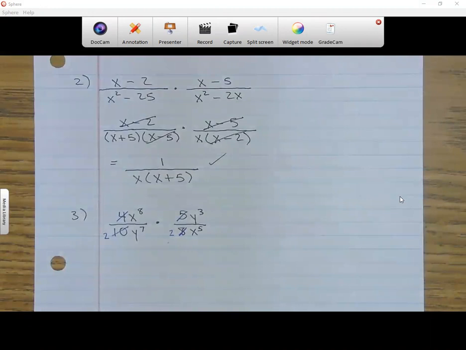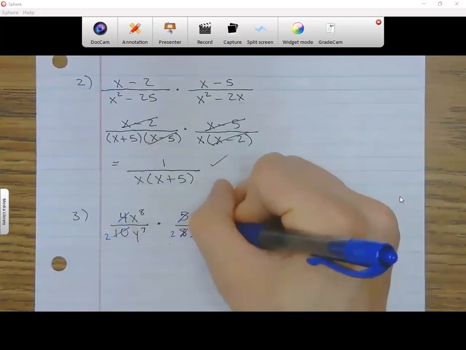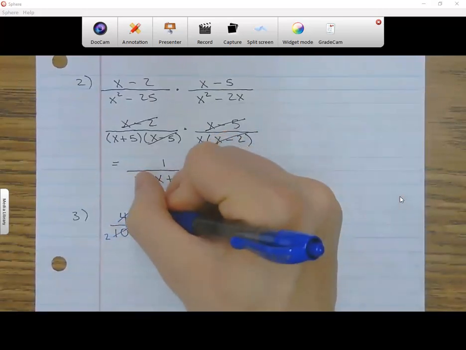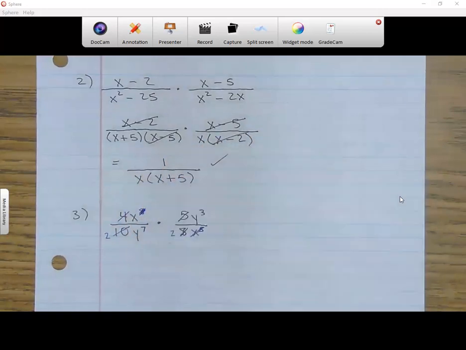Now let's talk about the variables. Let's do the x's first. If I get rid of 5 x's on the bottom, and I can because I have at least 5 x's on the top, right? I can get rid of 5 x's, but what does the 8 have to become? The 8 is going to become a what? 8 minus 5, that is 3.